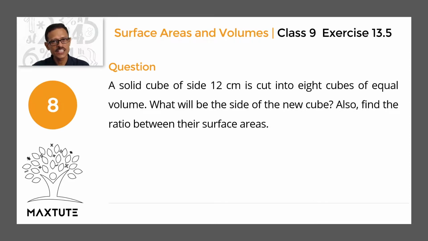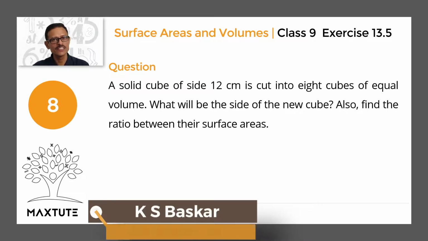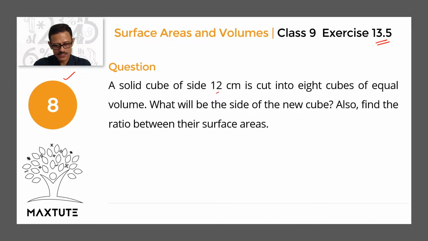CBSE Class 9 Math, NCERT Solutions to Class 9 Math, Chapter 13, Surface Areas and Volumes, Exercise 13.5, focusing on volumes of cubes and cuboids. Question number 8. A solid cube of side 12 centimeters is cut into 8 cubes of equal volumes. What do we have to find out? We need to compute two things. One, what will be the side of the new cube? Second, we need to find the ratio between their surface areas.